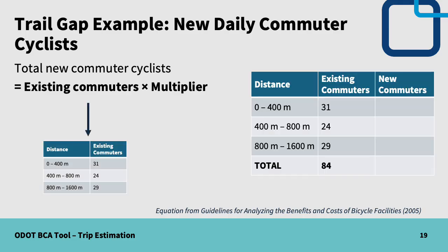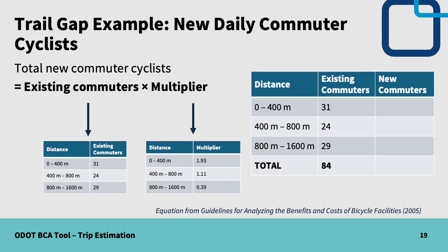Start with existing commuters for each buffer area, and increase by the multiplier identified and provided in the report by researchers based on the buffer distances. The multiplier factors in how people who are closer to the bikeway are more likely to use it than people located further away. With some simple math, we now have the number of new bicycle commuters in our example, 97.